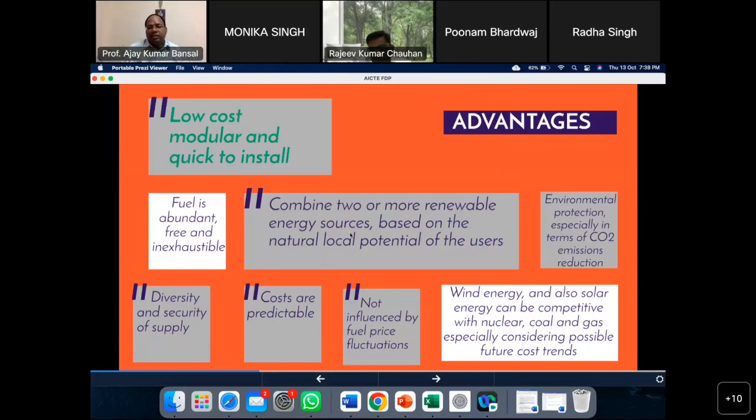So in a hybrid energy system, we combine two or more renewable energy sources, but it depends on the natural local potential of the user, because we have to consider the weather parameters of the place where we want to install this hybrid energy system. So we have to first analyze the local potential, and on the basis of that local potential, we have to design our hybrid energy system.